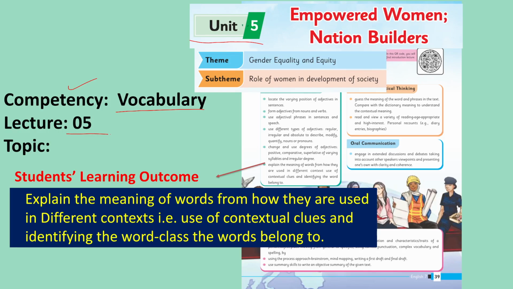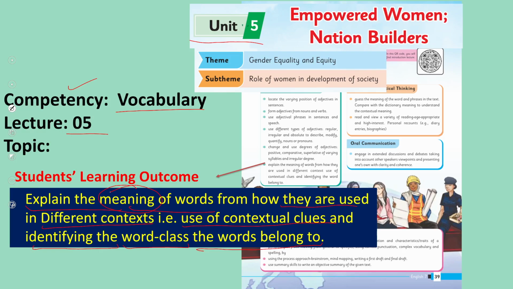This is our lecture 5 and our student learning outcome is to explain the meaning of words from how they are used in different contexts. That is, use of contextual clues and identifying the word class the word belongs to. So what we are supposed to do is understand different unfamiliar words to identify their meaning, explaining their meaning from how they are used in different contexts.